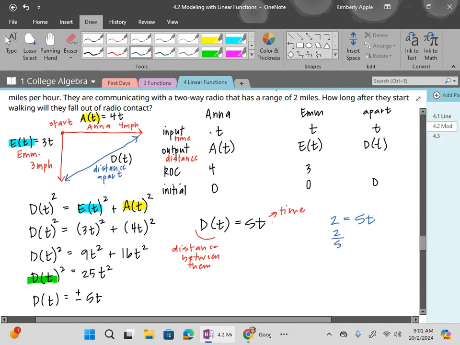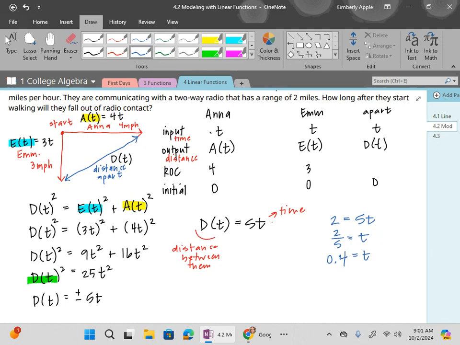And so, 2 divided by 5 is 0.4. And let's go back and remind ourselves what our units are. What are the time units in this problem? Right. So the time would be in hours. Yep. The miles is the distance part. Remember, your slope units are the output divided by the input. So it would be miles output per hour input. So we're talking about hours.